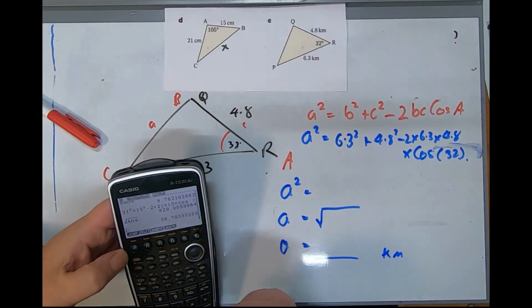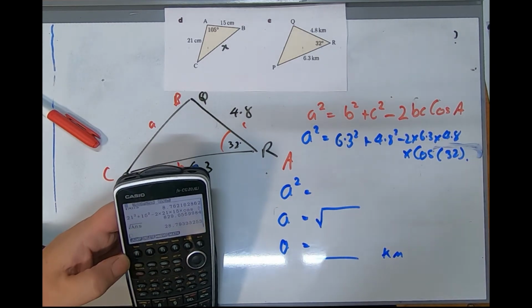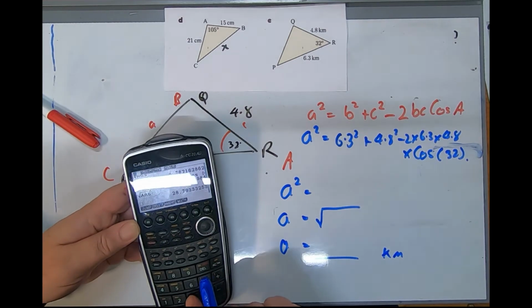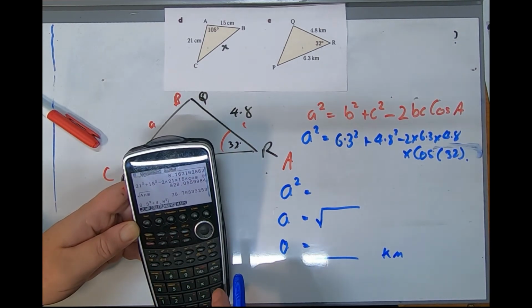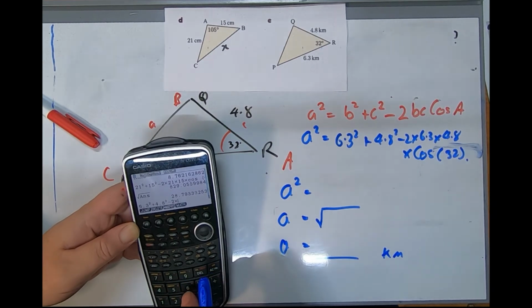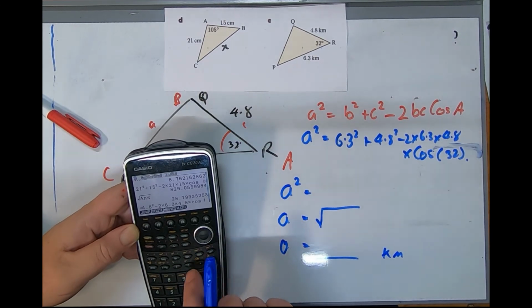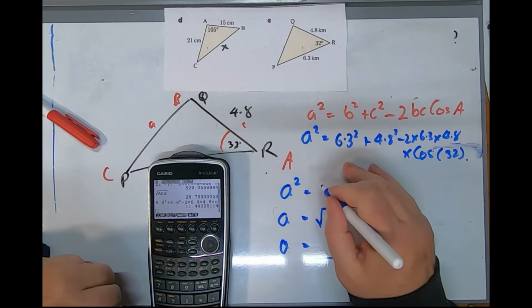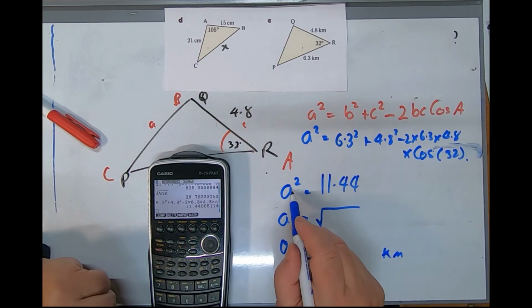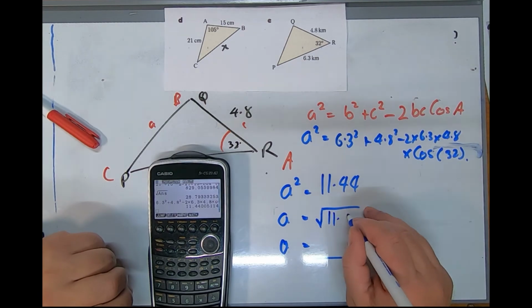Okay, so that's a 4.8 and a 6, so nothing bigger than like 20 or smaller than like 2, I guess. Let's put some numbers in. 6.3 squared plus 4.8 squared minus 2 times 6.3 times 4.8 times cos bracket 32. So I got my first number, 11.44.